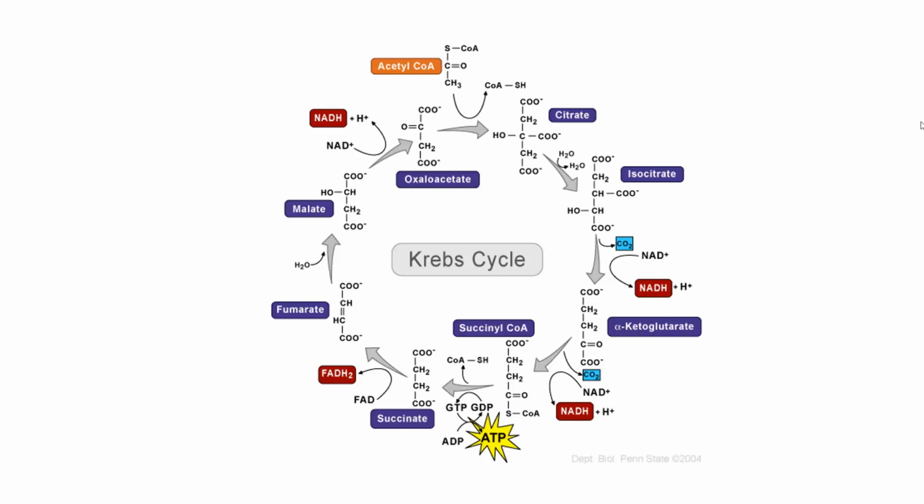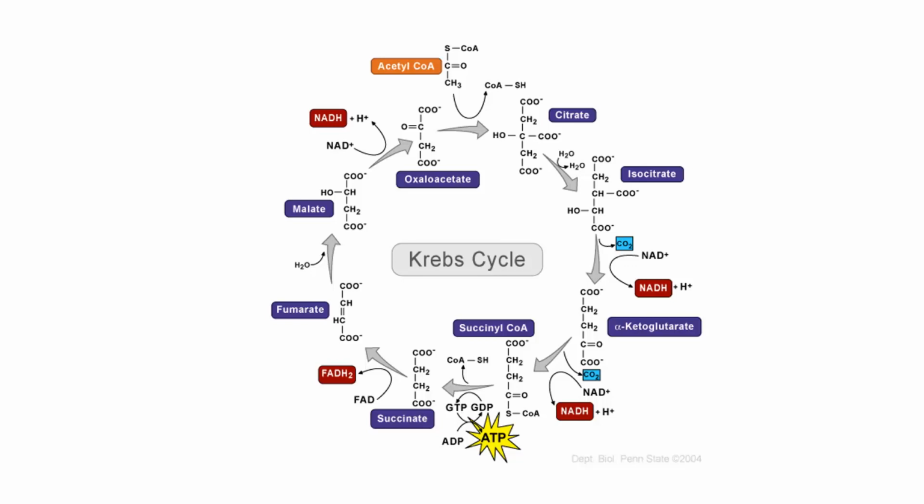As we can see here, this is a picture of the Krebs cycle, and as you are looking at this diagram, you will start at the top with the orange rectangle that says acetyl-CoA. This is where the acetyl-CoA in the intermediate step will enter.